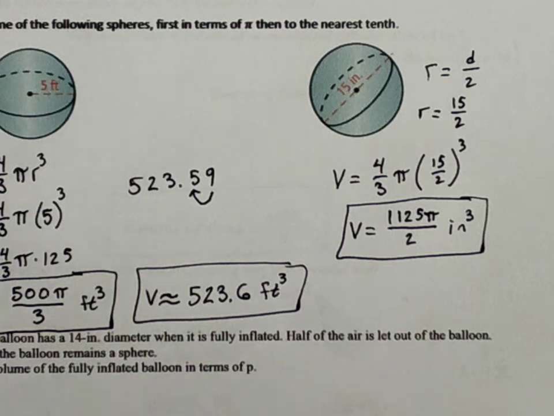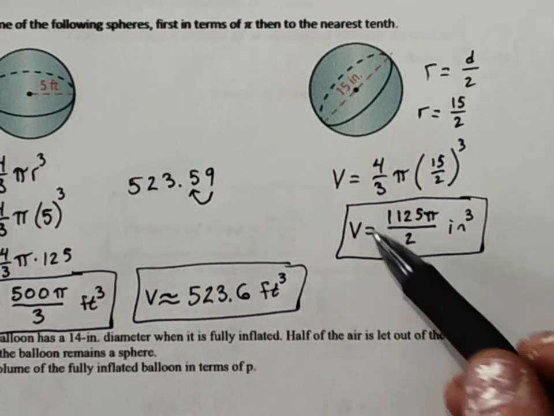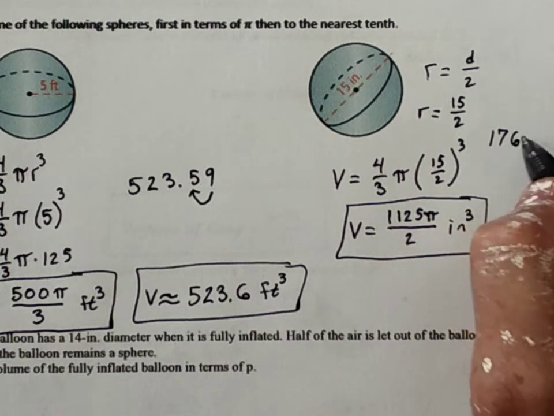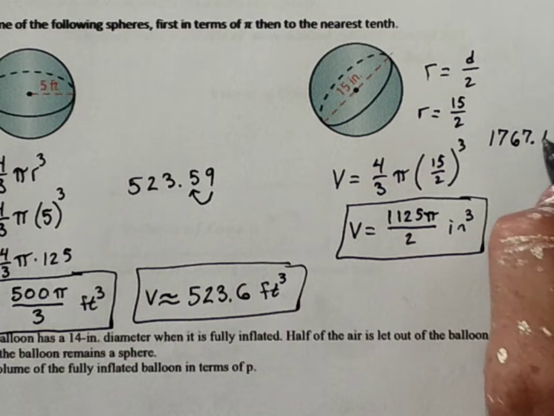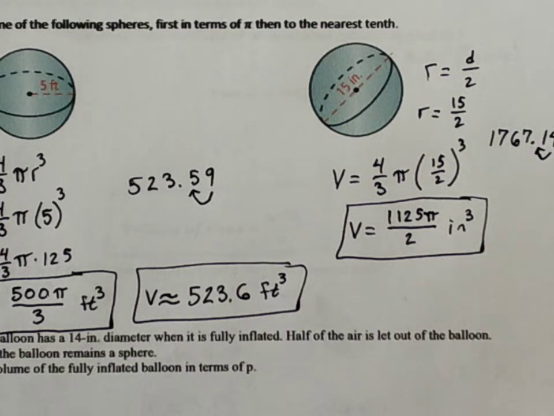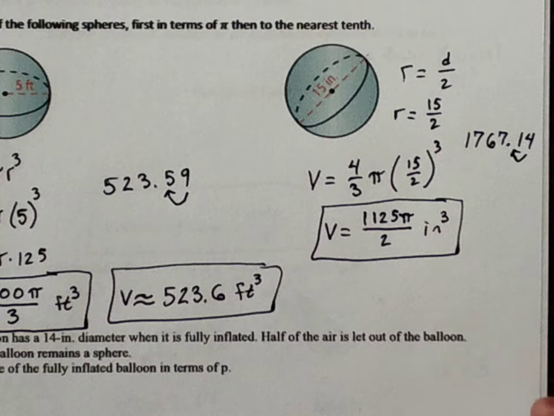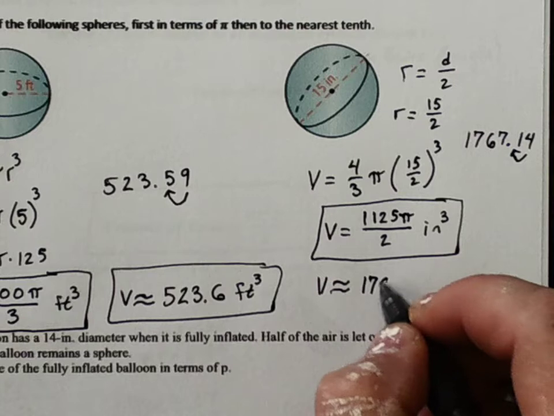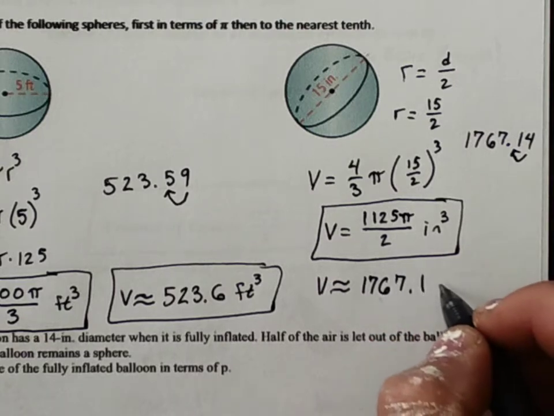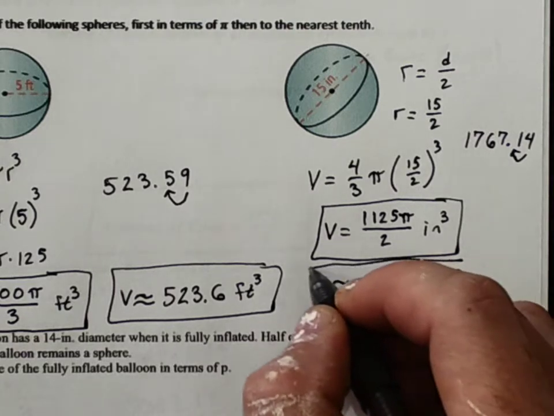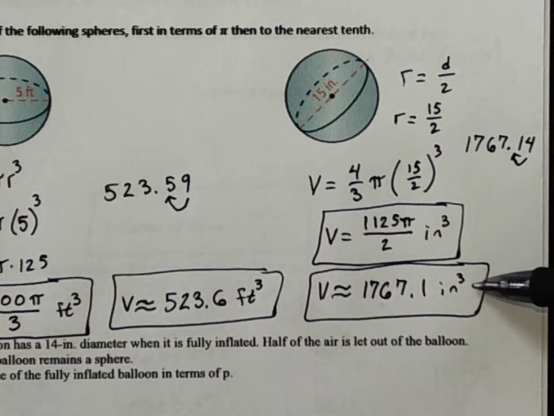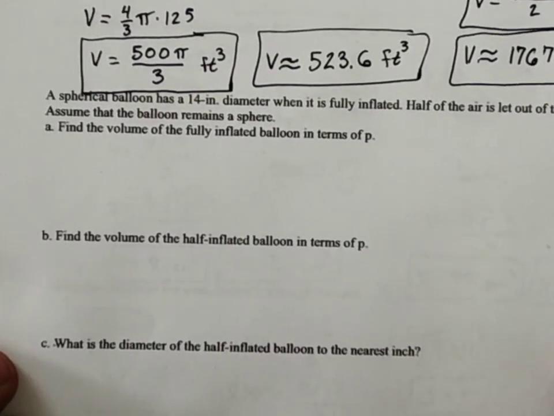If we wanted to then figure out the approximate answer, we just take that, plug it into our calculator, and you get 1767.14. The 4 keeps the 1 a 1. Okay, so the volume would be approximately 1767.1 inches cubed. And there you go. Exact answer in terms of pi, nearest tenth. A word problem, and then we're done.